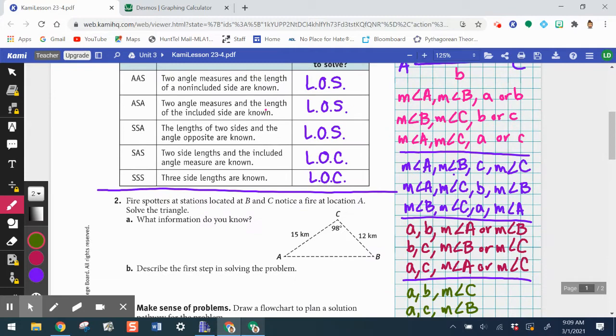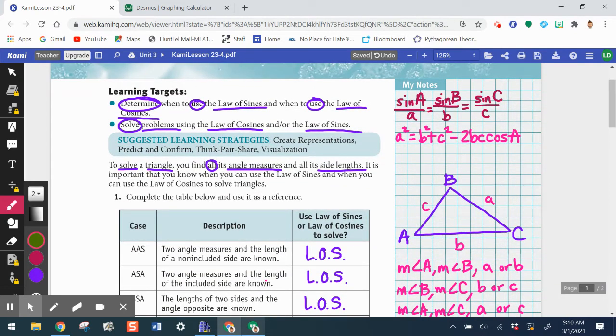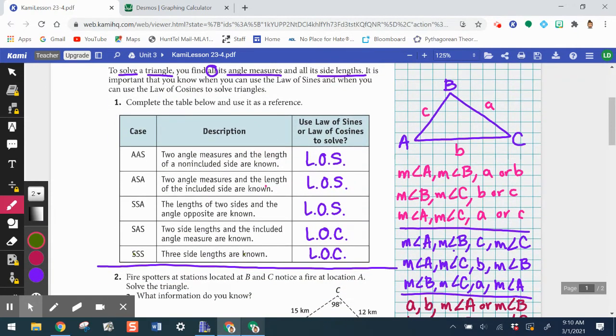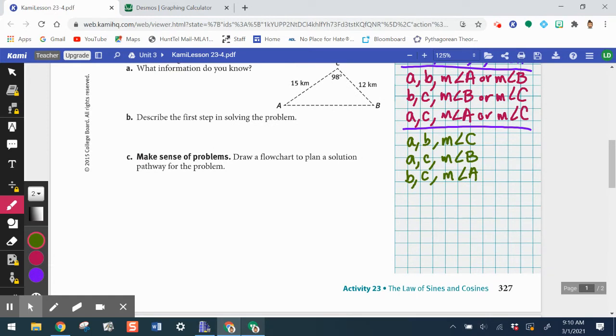Now the last one, three side lengths are known, side, side, side. Of course we have to use the law of cosines, because in order to use the law of sines, we have to have some angle measure. So again, to use the law of sines, you have to have at least one angle measure. So if we are given all three side lengths, we should know that we're going to use the law of cosines. So there's really only one combination for this. If we knew all three side lengths, we're going to use the law of cosines.